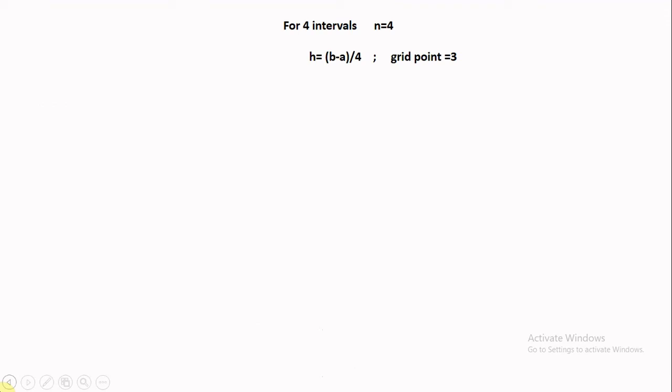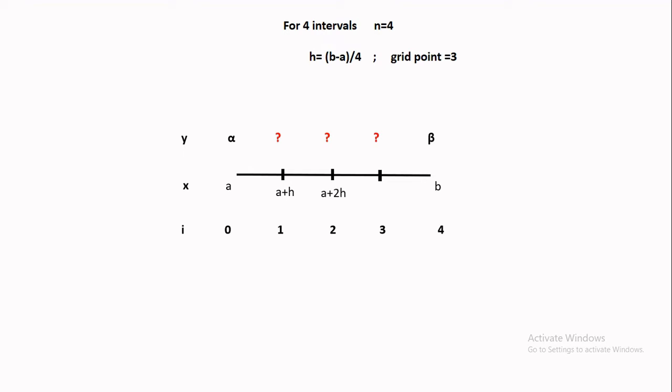Now let us take the case for the 4 intervals. So now for 4 intervals n will be equal to 4 and the step size will become now (b minus a) by 4 and there will be 3 grid points. So again if we look at the diagram over here, for the 4 intervals we'll have 3 grid points, and from the boundary value problem we know the value of y at x equal to a and at x equal to b, and the values of I, the running index for the 3 grid points, will be 1, 2 and 3 respectively. So these will be the x coordinates for the 3 grid points.